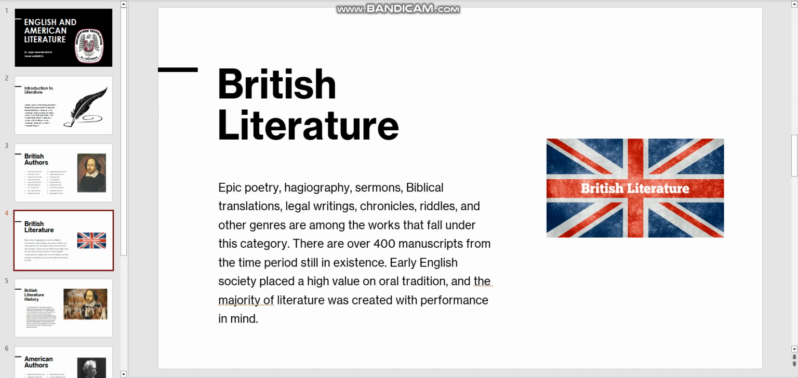And right here we have British literature, the epic period. Hagiographic works, sermons, biblical translation, legal writing, chronicles, riddles, and other genres are among the works that fall under this category. There are over 400 manuscripts from the period still in existence. Early English society placed a high value on oral tradition, and the majority of literature was created with performance in mind.